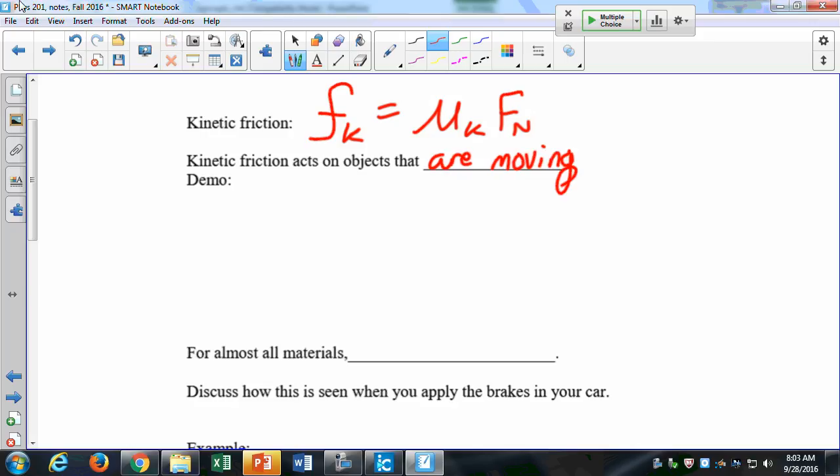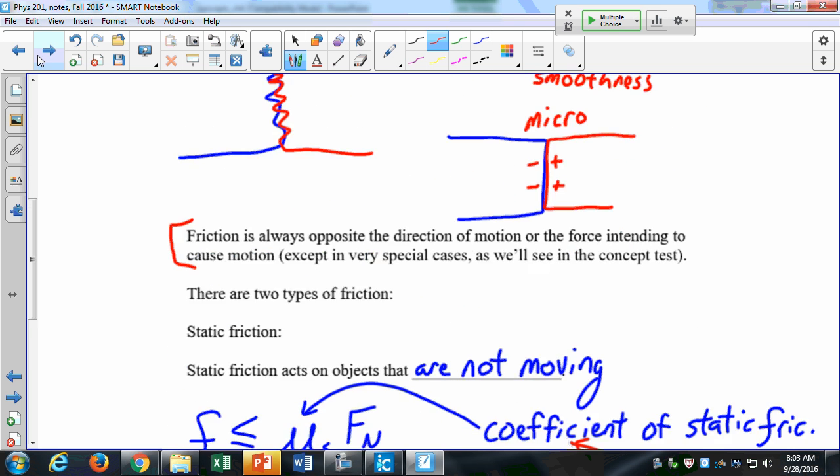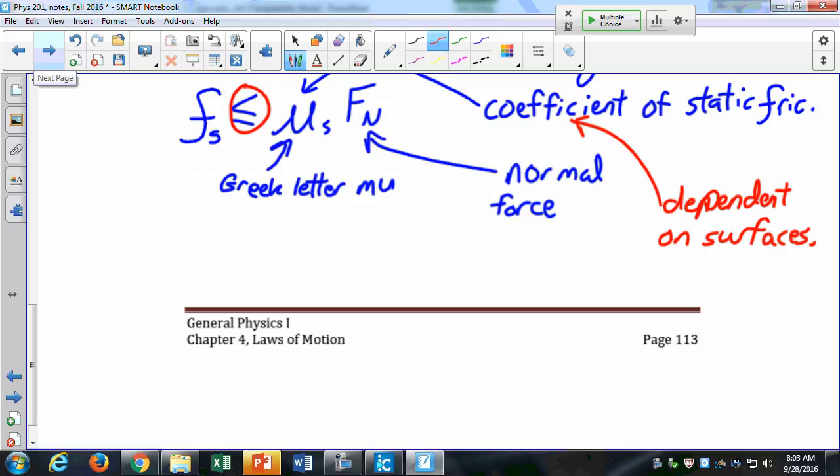Actually, let's go back and I'll explain that inequality to you. In static friction, we have this inequality because the static friction is not always the same. Imagine this desk. I'm pushing on this desk right now with a force of, I don't know, 10 newtons, which is about 2.5 pounds. So why is it not moving? I'm pushing a force in that direction, but the object's not moving.